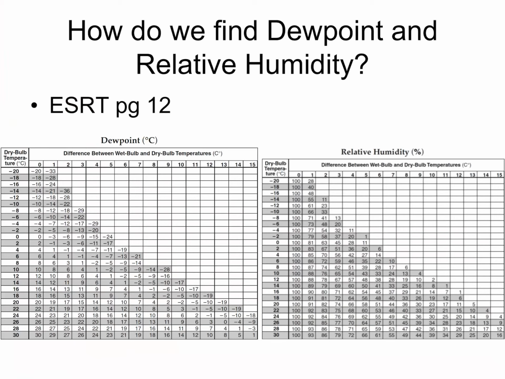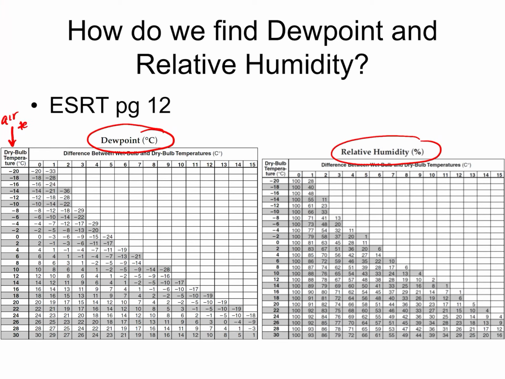Okay, so in your reference tables, page 12, you have these two diagrams. You have one that is dew point and one that is relative humidity. Make sure that you pay attention to your question and read the correct chart. Notice over here, they're essentially the same thing, just different numbers in the middle.